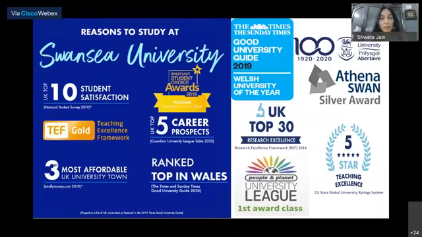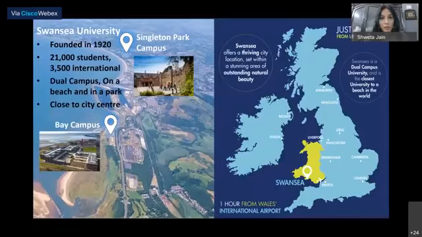We've been named Welsh University of the Year for 2019 as well as 2020. It is also one of the most affordable cities in the UK, so it's really pocket friendly if you wish to come and study with us. We are a traditional university. We were founded in the year 1920, and we are completing 100 years this year. The total strength of the university is about 21,000 students, out of which about 3,500 are international. And we have 2 campuses very close to the city center, in very unique and beautiful locations.